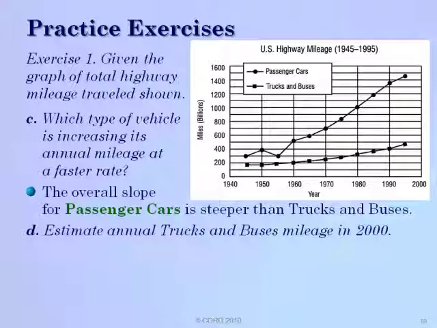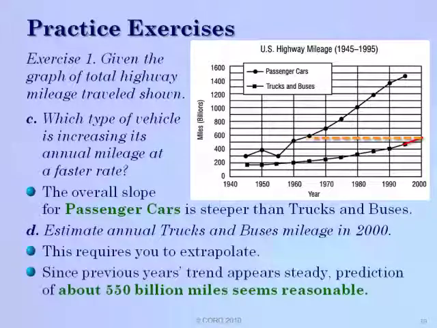Now it says estimate the trucks and buses mileage in 2000. Uh-oh. This is that issue of extrapolating, and this is a little iffy, as we know, predicting the future. But it looks like if things continue in the same trend as they have been, the result would be about 550 billion miles. Seems reasonable for the highway mileage traveled by trucks and buses in the year 2000.